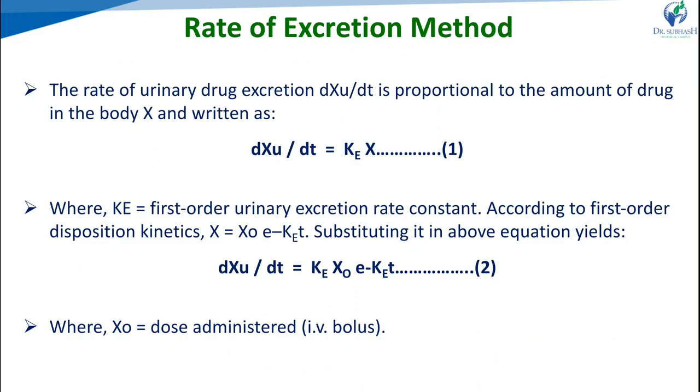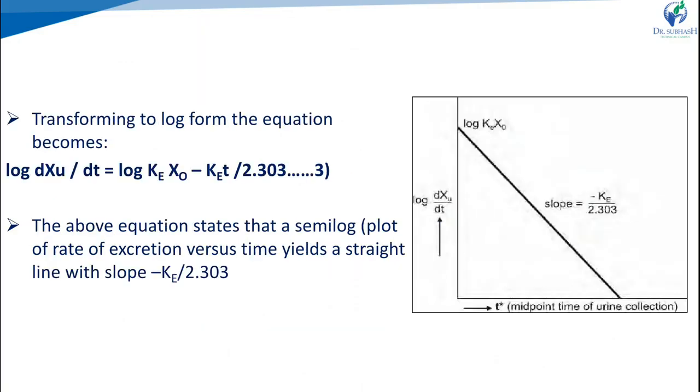We have to go for the exponential form. So X = X0 e^(-Kt). Substituting into that equation, it becomes dXu/dt = K X0 e^(-Kt). X0 is the dose administered for an IV bolus. Transferring that equation to the log form, it is similar to the plasma drug concentration for IV bolus, IV infusion and extravascular. So log dXu/dt = log Ke X0 - Ket/2.303.